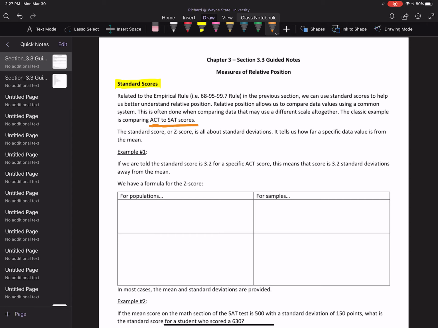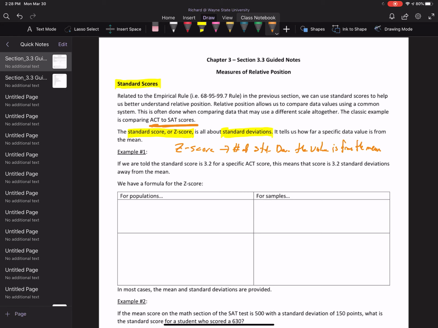I'm using these words synonymously here. A standard score, sometimes called a z-score, is really about standard deviations. That's the big takeaway here. What we need you to remember is that a z-score, or standard score, is the number of standard deviations the value is from the mean. That's really the big takeaway here.